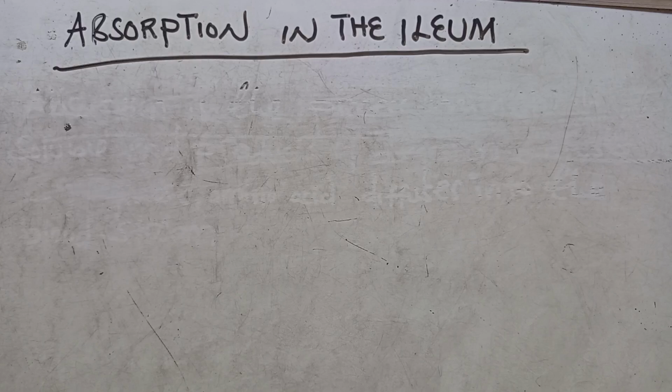Now the question is, what is absorption? Before we get to talk about absorption in the ileum, we need to understand the term absorption. That is the key thing here. When we are talking about absorption, we are simply talking about the process by which soluble end products of digestion diffuse into the blood. As simple as that. Now, what are these soluble products of digestion?